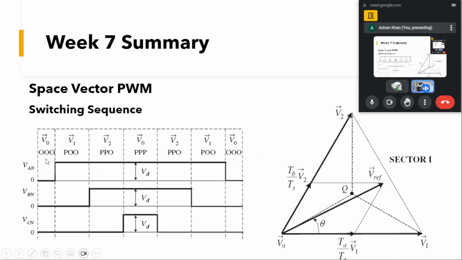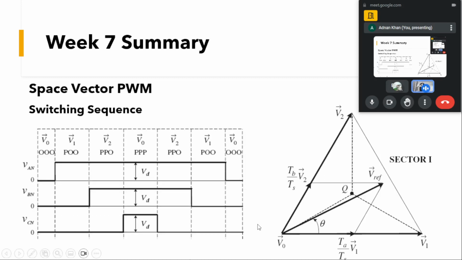There's another way we can do it. We can have ppp, then pp0. First we could switch the 111 vector, then we can switch the v2 vector, then the v1 vector, then the zero vector, and then the v1 vector, v2 vector, and again the zero vector. Ultimately, what we have to keep in mind is that we have to minimize the switching instants.